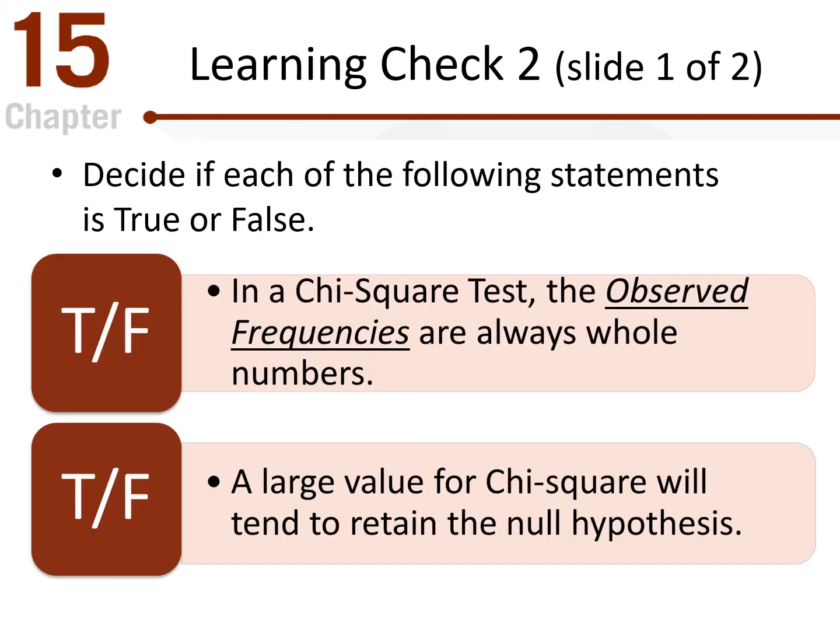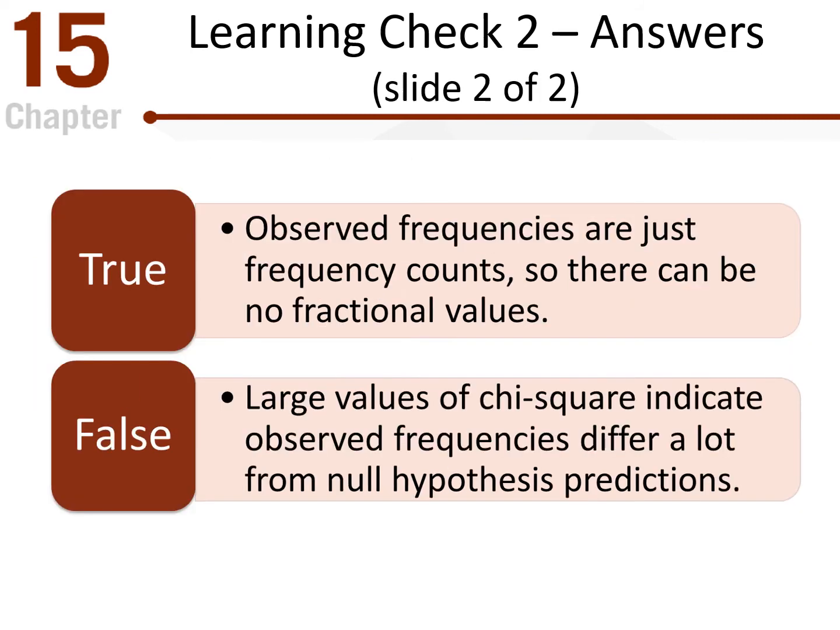Let's look at the second one here. In a chi-square test, the observed frequencies are always whole numbers. Sounds pretty normal. A large value for chi-square will tend to retain the null hypothesis. Well, we know that observed frequencies have to be whole numbers. So there cannot be any fractional values. And we also know that a larger chi-square means it's easier to reject the null hypothesis. And basically, that means larger values are good for rejecting the null hypothesis.